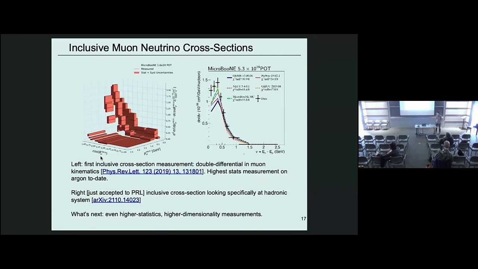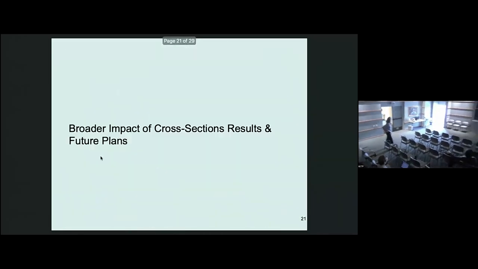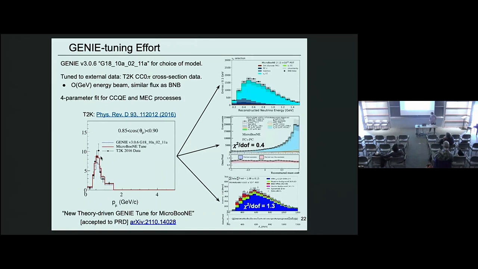I wanted to ask about the MicroBooNE tune with GENIE version 3. You mentioned there are 4 parameters which alter the amount of QE and 2p2h. Do they move together? Is one pulled less? What happens in effect? To first order, the two that are most correlated are the normalizations for the two, and they're anti-correlated, which might make sense.